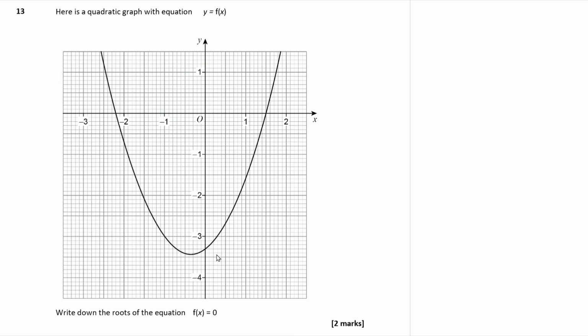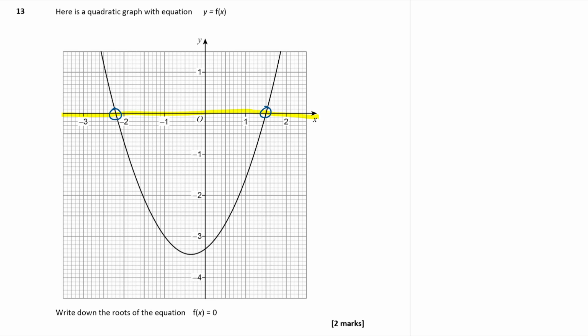Question 13. Here's a quadratic graph with the equation y equals some function in x, and it wants me to write down the roots of the equation f of x equals 0. Well, f of x equals 0 is the x-axis, so what we're basically asking is where our graph cuts through the x-axis. There are our roots, so we've got one root here and one root here. I just really need to read those numbers off the scale.